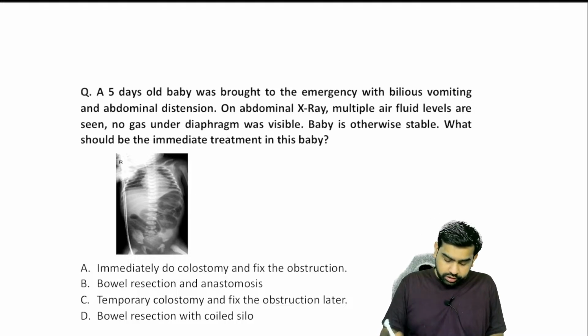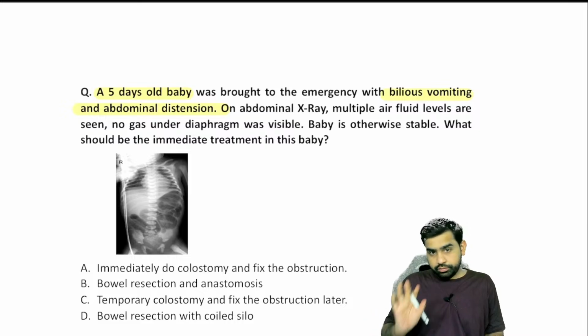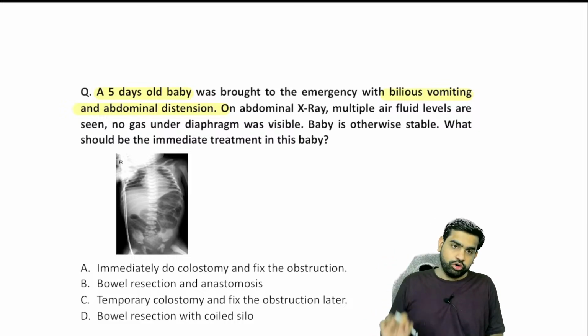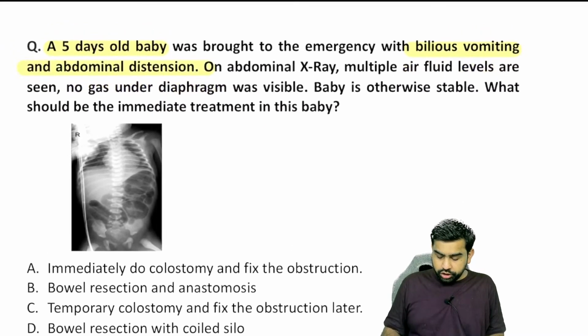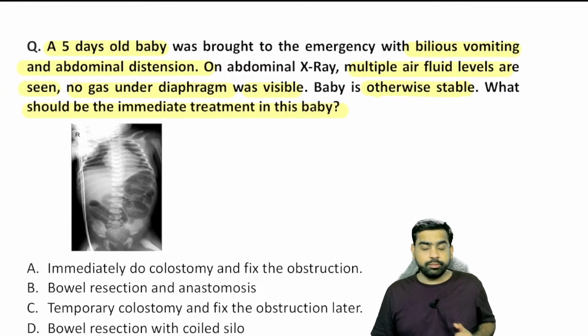Now, this is an important MCQ. This was asked in your FMGE. A 5-day-old baby was brought to the emergency with bilious vomiting and abdominal distension. On abdominal X-ray, multiple air fluid levels are seen. No gas under the diaphragm is visible. The baby is otherwise stable. What should be the immediate treatment for this baby? Please tell me what should be the answer.